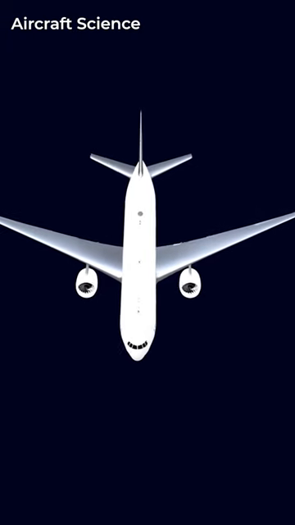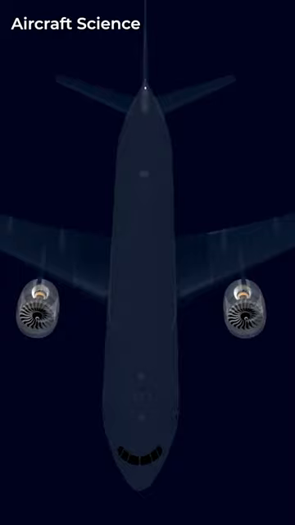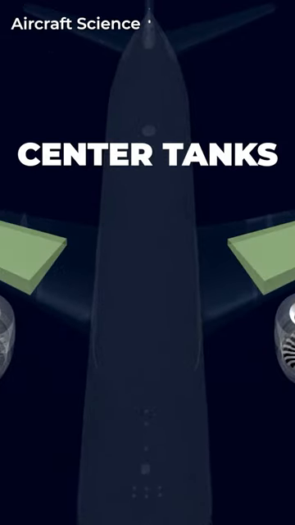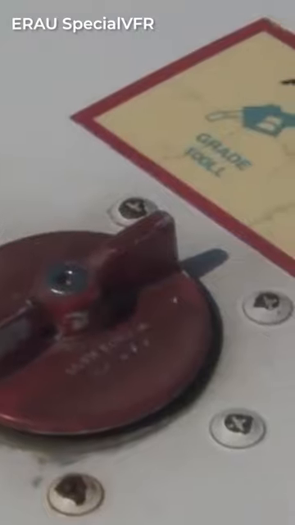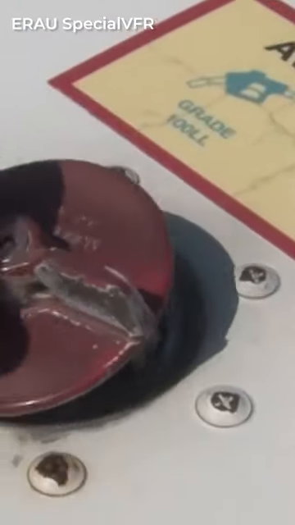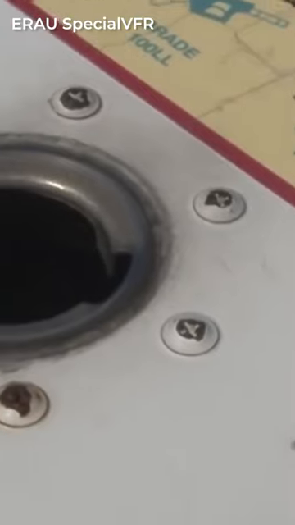Some aircraft also have tanks in the center body or the center fuselage called center tanks. In addition to the storage tanks, there are tanks in the fuel system known as surge tanks. These tanks are also a part of the fuel vent system.